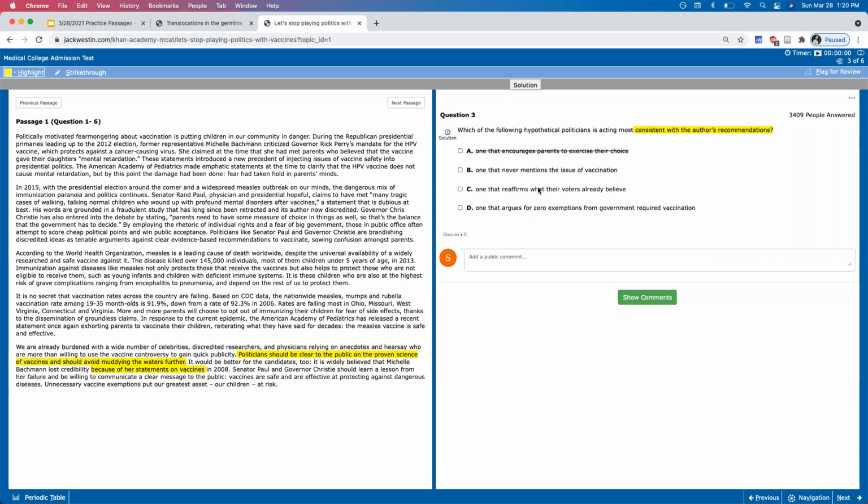C, one that reaffirms what their voters already believe. The author doesn't say that. The author says that they need to be on the side of the science. And then one that argues for 0 exemptions from government required vaccination. So this part is really interesting because we are saying that they have to get vaccinated, but they shouldn't be forced to become vaccinated, as we talked about choice in this paragraph. So we can't really say that either.